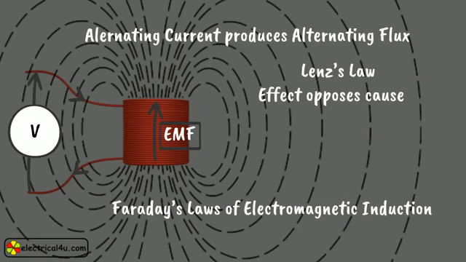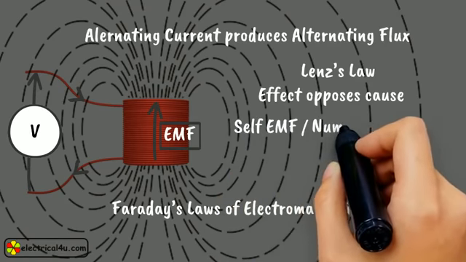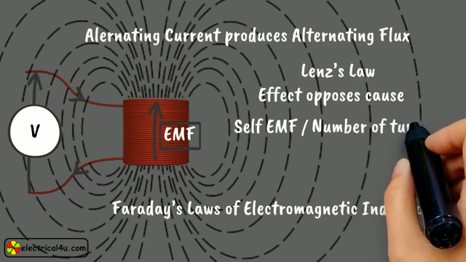This self-induced voltage across the winding does not depend upon the number of turns in the winding, but depends on the supply voltage. But the voltage induced per turn depends on the number of turns in the winding. This is nothing but induced EMF divided by the number of turns in the winding.